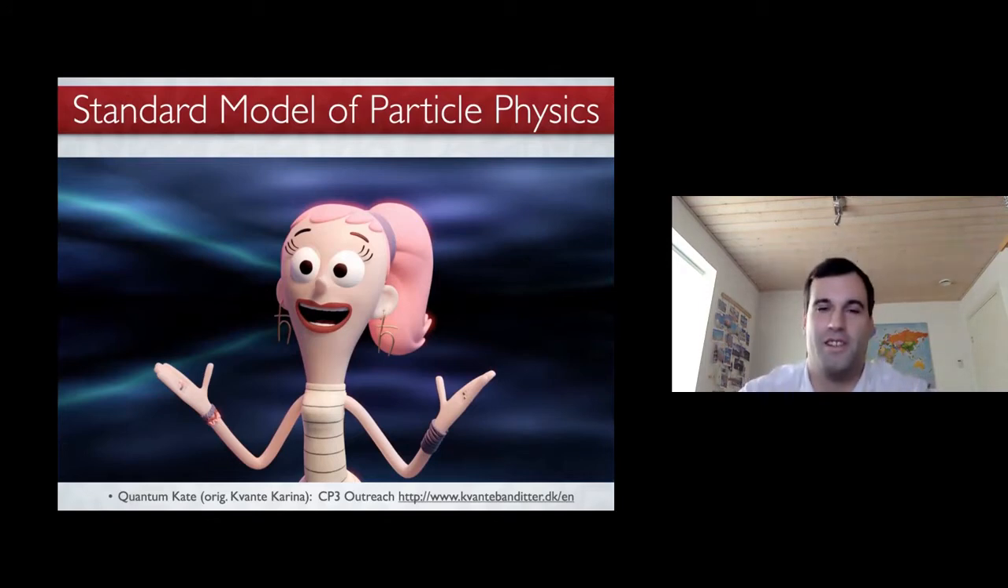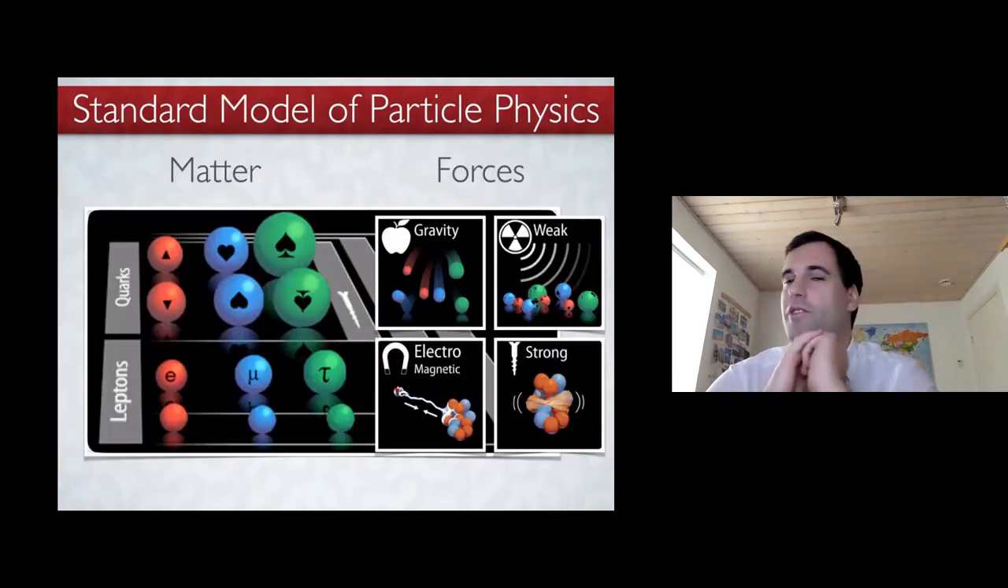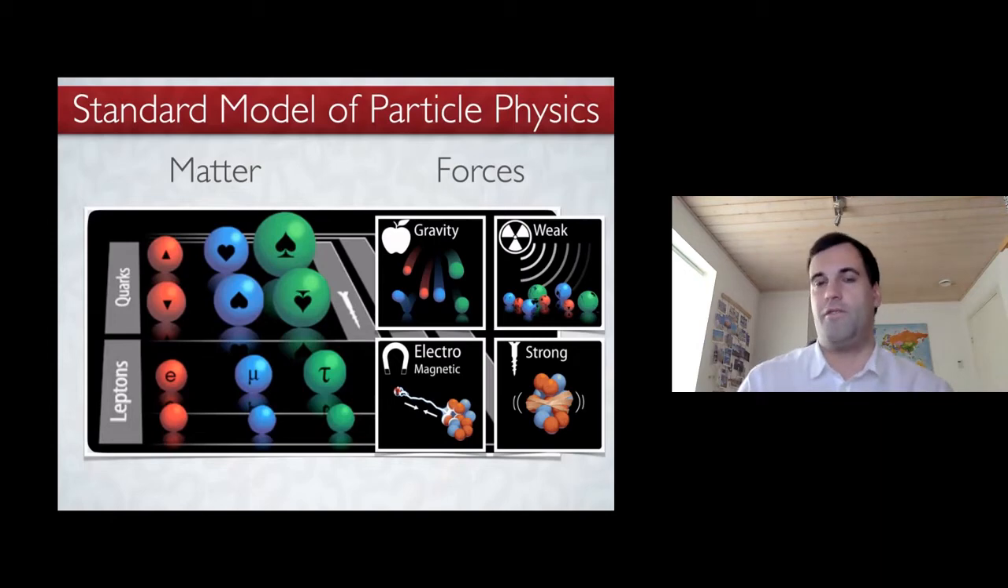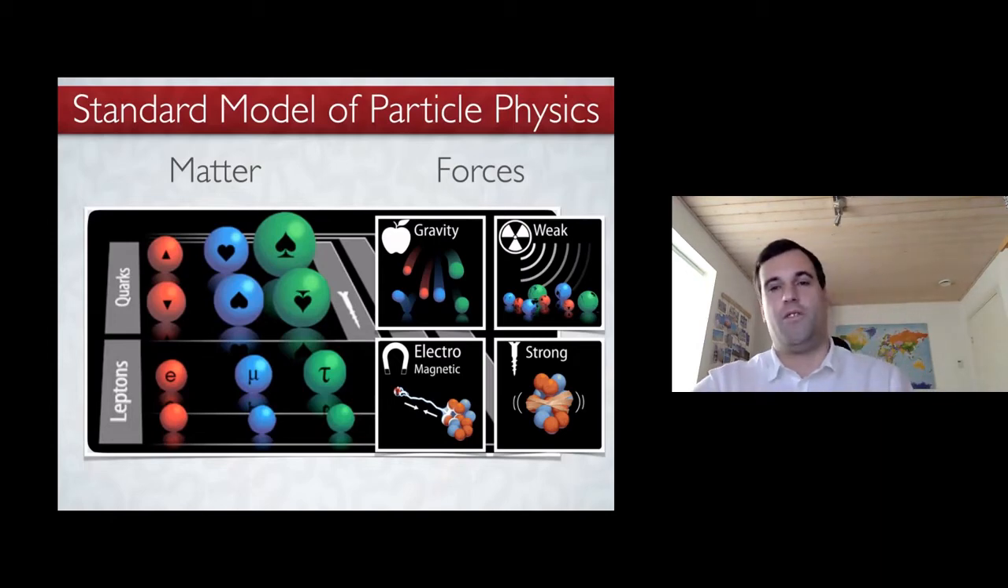So thank you, Kate. You have seen all the four forces and all the matter already, but let me quickly go through them. We have four forces, and in this talk I will focus mostly on the strong nuclear force. And as Kate was saying, the strong nuclear force affects the color of particles. In terms of matter and forces, we have a distinction between quarks and leptons, and then the four forces: gravity, the weak interaction, the strong interaction, and electromagnetism.